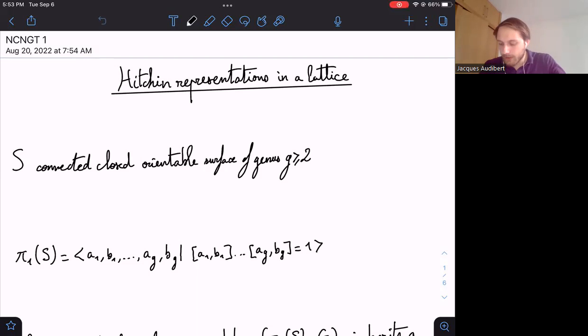This is the first part of my talk at the NCNGT math conference. It will be about Hitchin representations in a lattice and will be divided in two parts. The first part will introduce the notion of Hitchin representation and of a lattice of a Lie group. And in the second part, we will give context and motivation for the problem and explain what is known about Hitchin representations that lie in a lattice. So I will define everything.